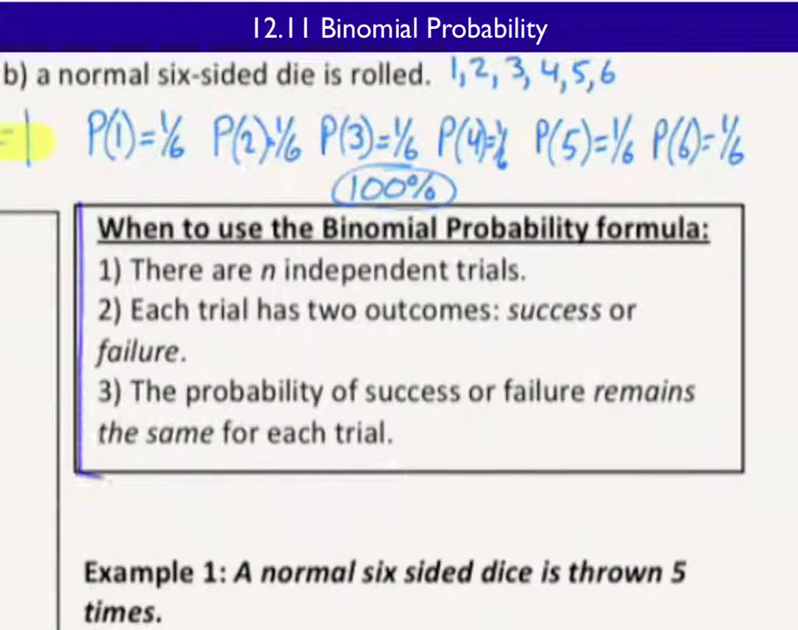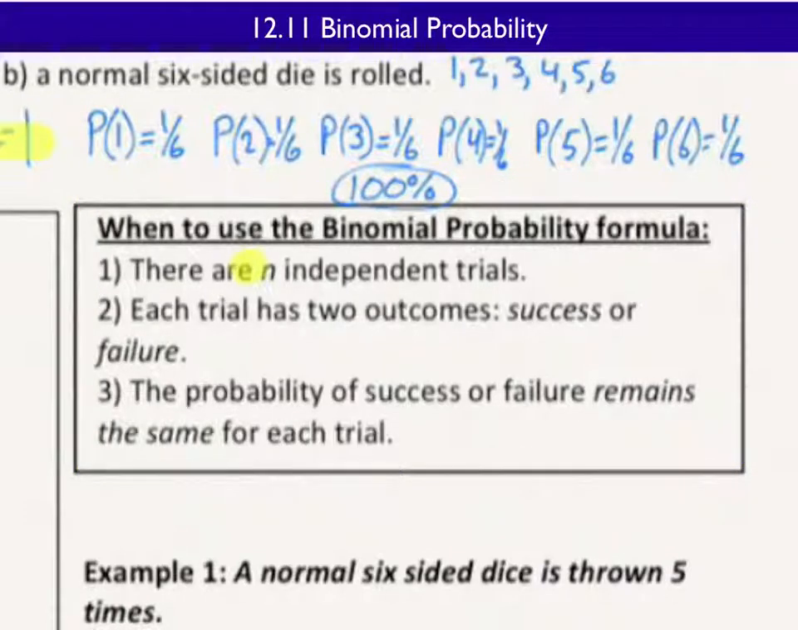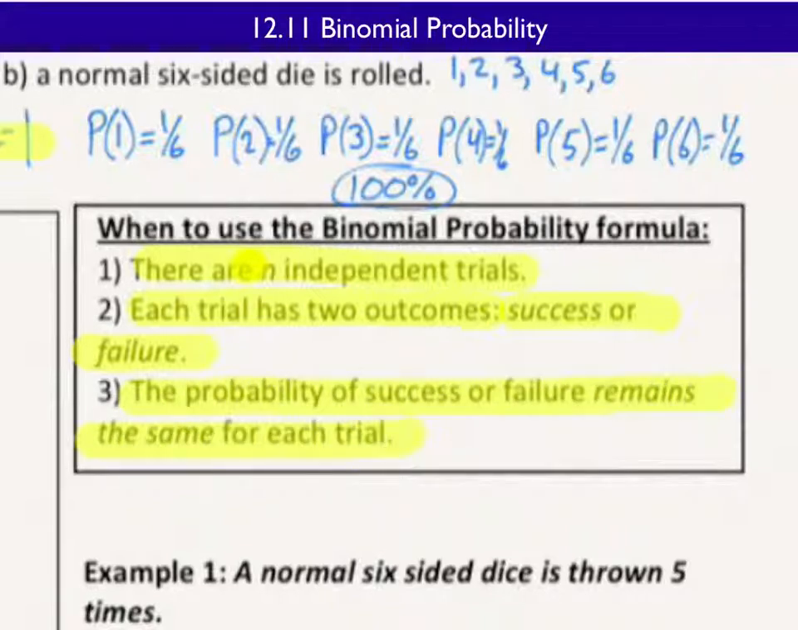Now the binomial probability can be used when there are n independent trials, when each trial has two outcomes, either success or failure, and the probability of success or failure remains the same for each trial. So a note on that is that everything has to be done with replacement.